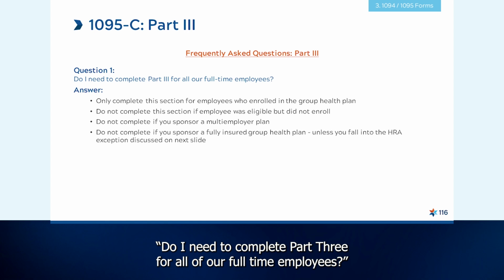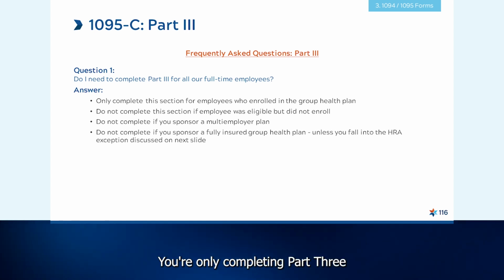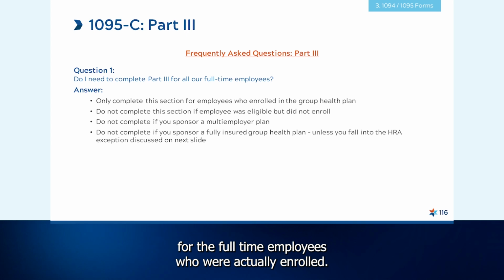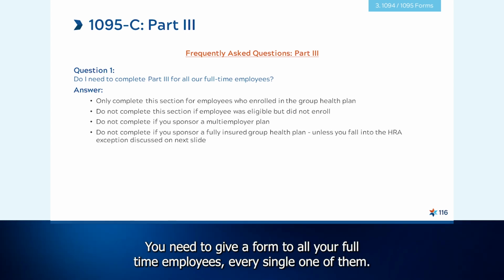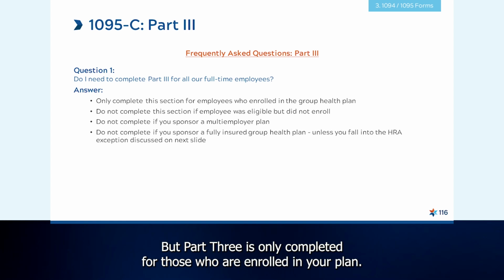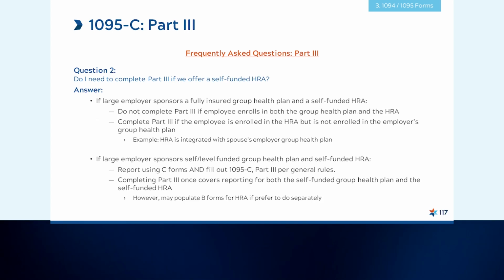Do I need to complete part 3 for all of our full-time employees? No, you do not. You're only completing part 3 for the full-time employees who were actually enrolled. You need to give a form to all your full-time employees, every single one of them. But part 3 is only completed for those who are enrolled in your plan.